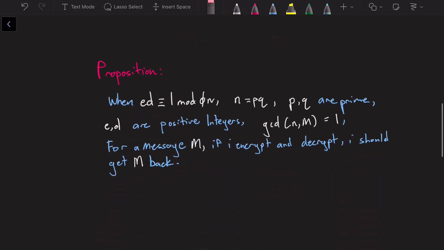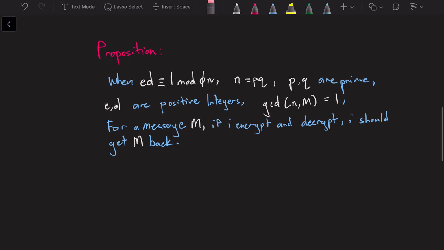So let's start with the proposition. When ed is congruent to 1 mod phi n, n equals pq are prime, e and d are positive integers, and the greatest common divisor between m and n is 1. For a message m, if I encrypt and decrypt, I should get the same m back.